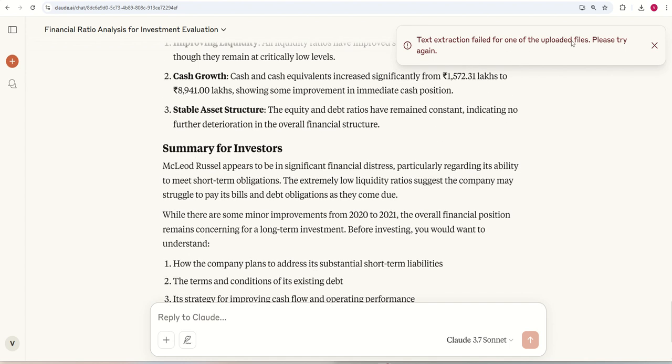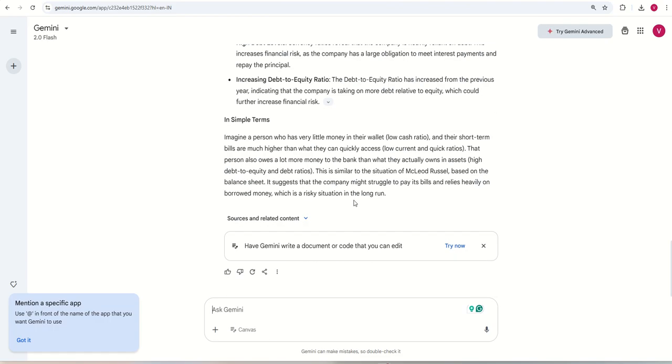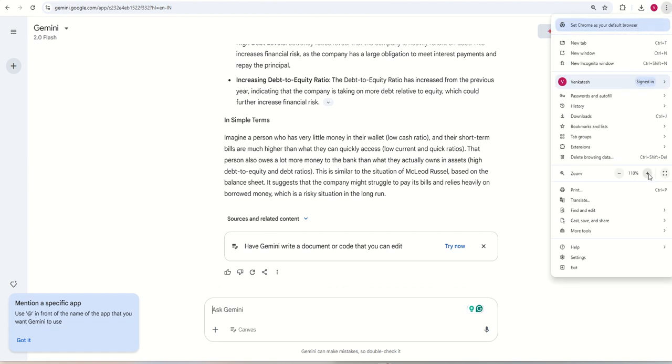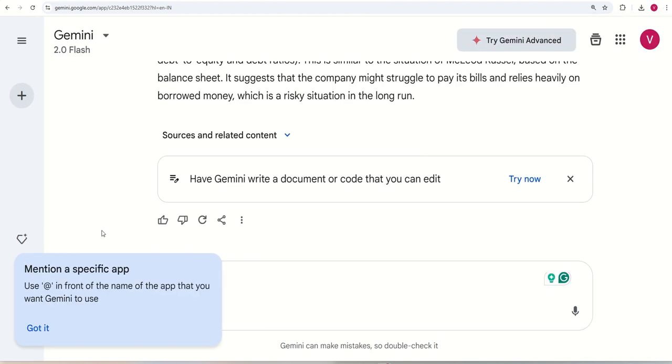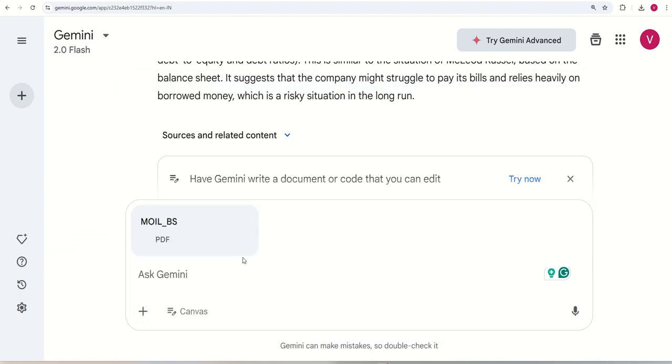Text extraction failed for one of the uploaded files. Please try again. Okay, let me do it with Gemini. Now Claude is saying that it has some issues, so let me do it with Gemini to see if it is able to give an output. MOIL balance sheet. Yes, let me give the prompt.